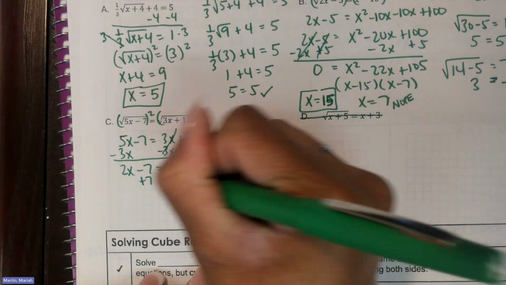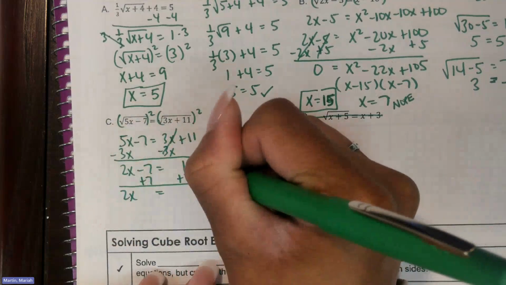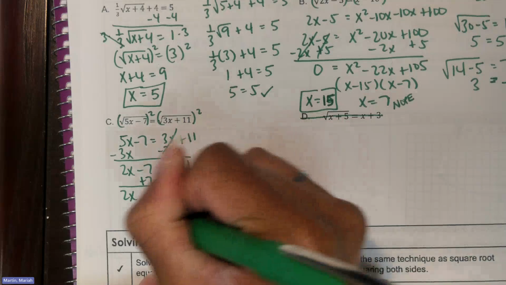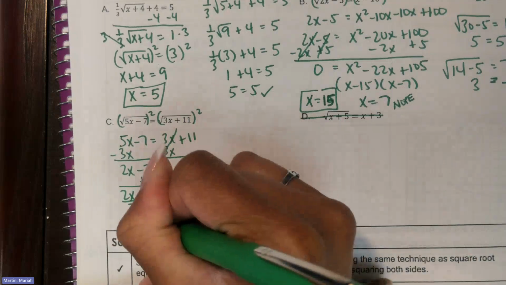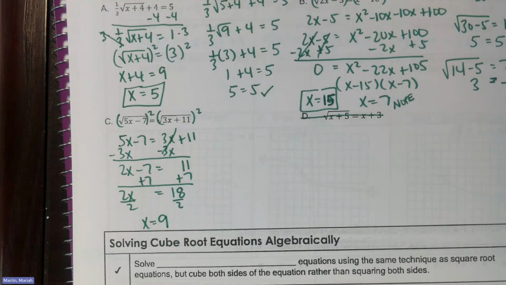Then we're going to add 7 to get x by itself. So I have 2x equals 11 plus 7 is 18. And then when I divide both sides by 2, x will equal 9. Now, lucky enough for us, this is the only thing I have to check for, unlike example B, where I had a quadratic equation to check for both.